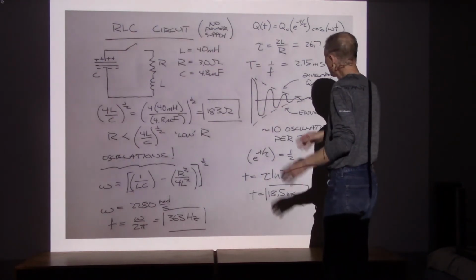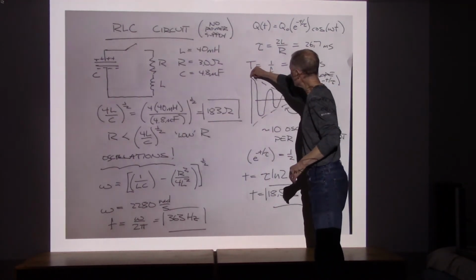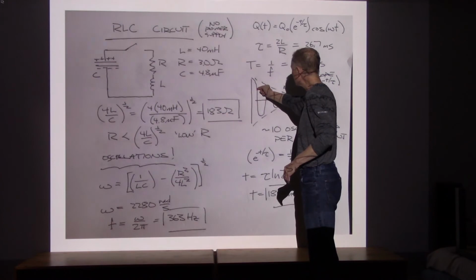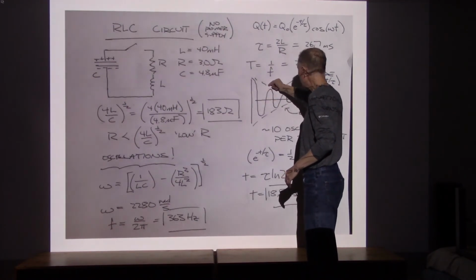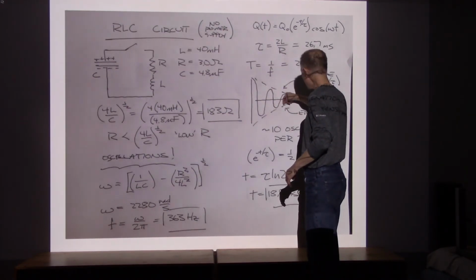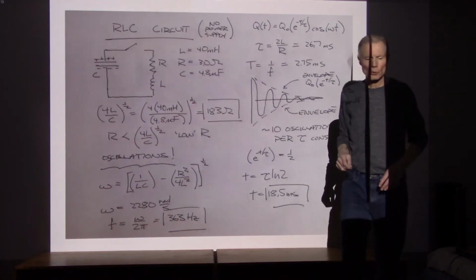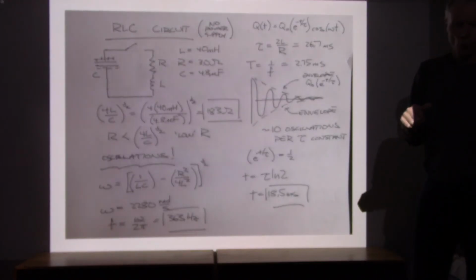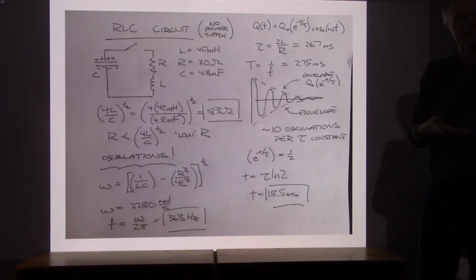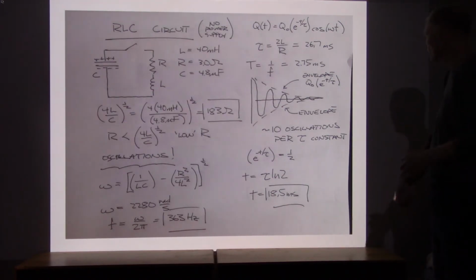Now, the argument for that is, sure, the current drops to 1/2 of its value, but then it comes right back up. And then it comes right back up again, and it comes right back up again. So I didn't solve for the first cycle. I solved for when the envelope itself drops to 1/2 of its value. I could have done both. Probably would have been a good idea.